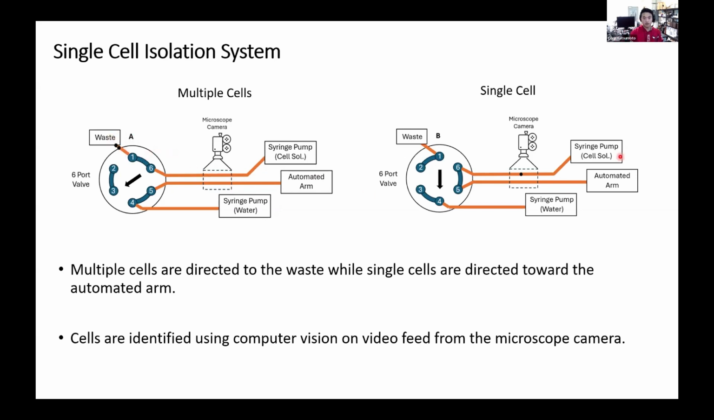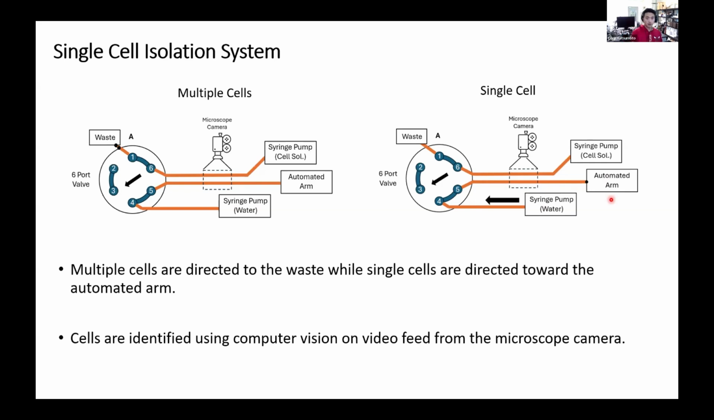Now let's take a look at the single cell scenario. And so the Lev cell will be able to identify autonomously that there is indeed a single cell in this capillary at a set time. So it'll autonomously switch this 6-port valve in line with this automated arm, followed by another switching back step, so that a syringe pump filled with water or buffer can continue to flow the cell through this microscope viewing area to the automated arm and eventually to your levitated droplet.